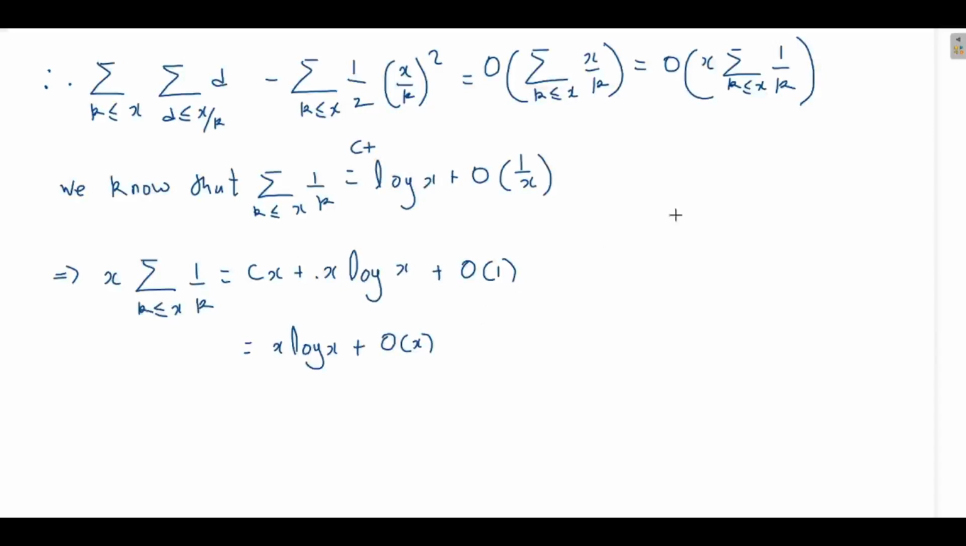Okay, we also know that x is big O of x log x, not big O of log x. Log x will be big O of x, but x will be big O of x log x. This is for sure, because x log x grows much faster than x. So this will be big O of x log x. Okay, so what do we have here?